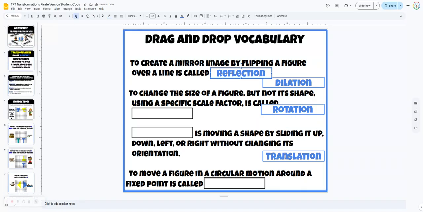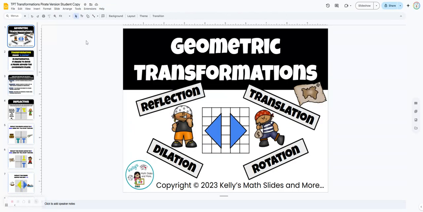So this is a digital lesson, Geometric Transformations, pirate themed.